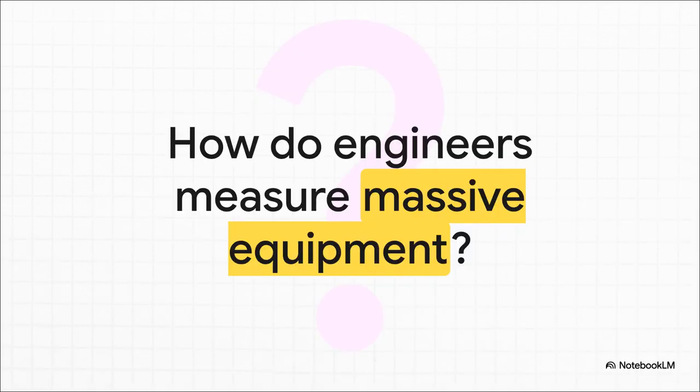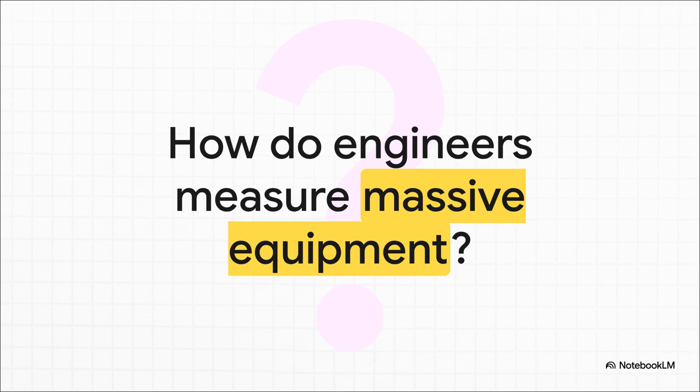It sounds like a super simple question, right? But really think about it for a second. How do engineers actually measure this massive plant equipment? When you're handed a data sheet just packed with abstract acronyms and numbers, how do you translate that and physically visualize the giant geometry of a pressure vessel?